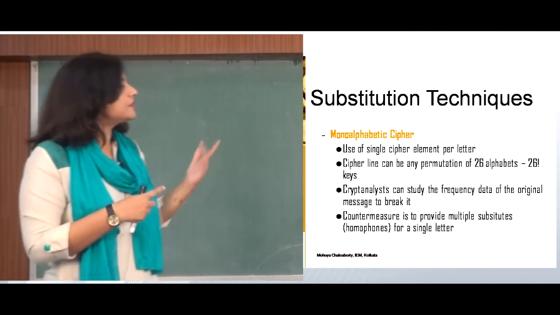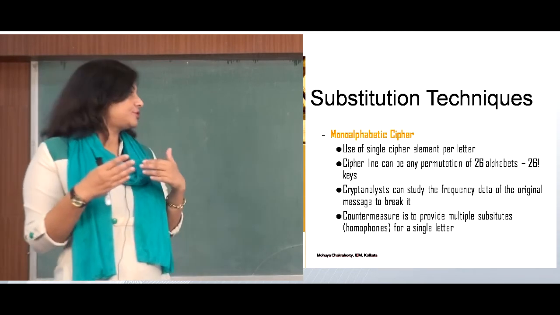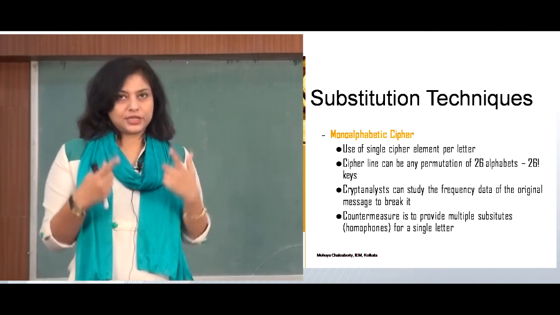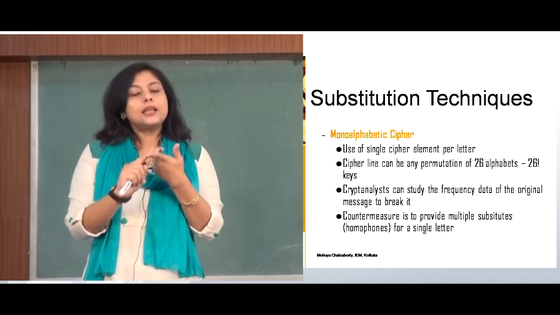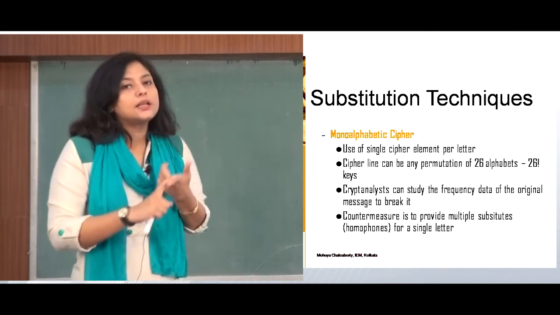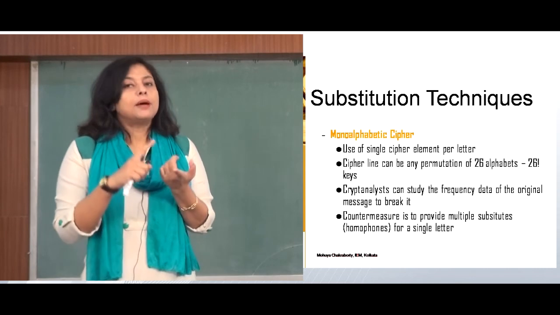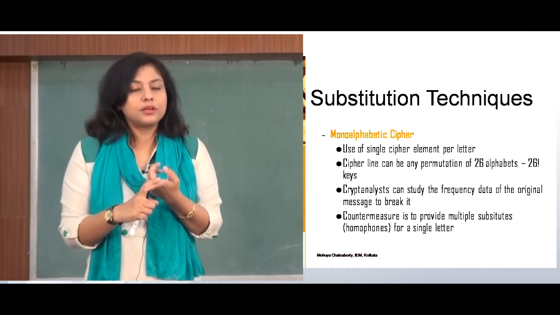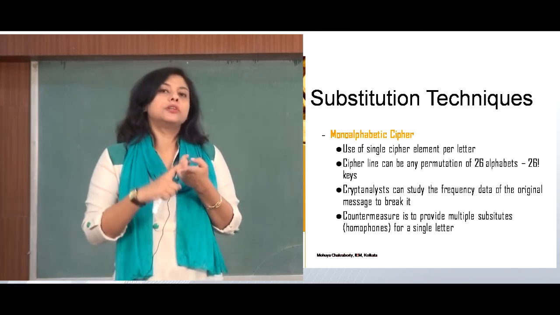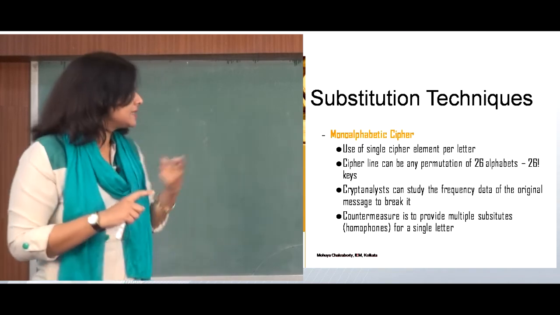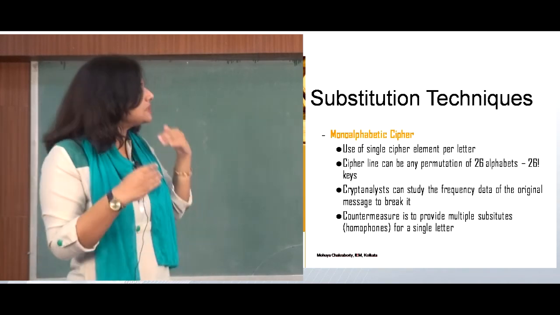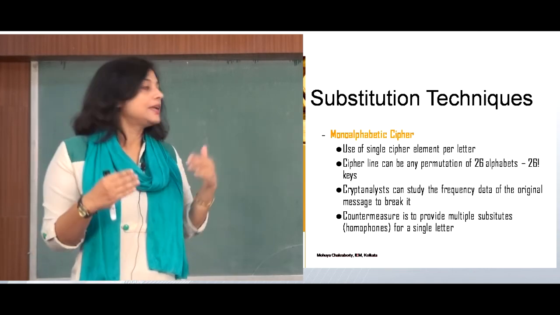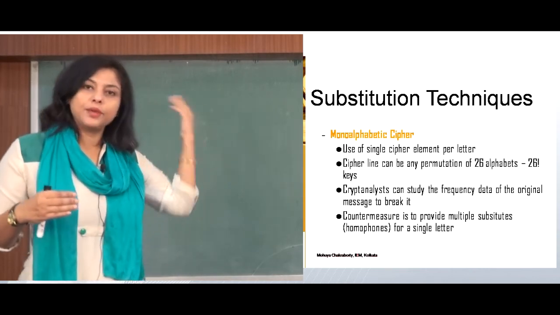The countermeasure is to provide multiple substitutes, like homophones, for a single letter. In the monoalphabetic cipher, for a single letter we are using a single substitution. But that way the cryptanalyst can break the code by looking into the frequency of occurrence of the English letters. By using homophones, that means by using multiple substitutions for a single letter, this problem can be removed.